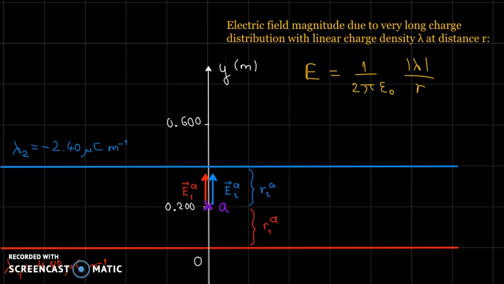For each linear charge distribution, we are going to use the formula of the electric field magnitude due to a very long charge distribution with charge density lambda at a distance r, and the formula is equal to 1 over 2 pi epsilon 0 times absolute value of lambda divided by r. Now the reason why I'm using absolute value for lambda is because this is just the magnitude. We have already determined the directions that we are going to use in our vector equation, but this formula just gives us the magnitude. So when I plug in the values for R1 and R2, I'm going to plug in the positive values, the absolute values.